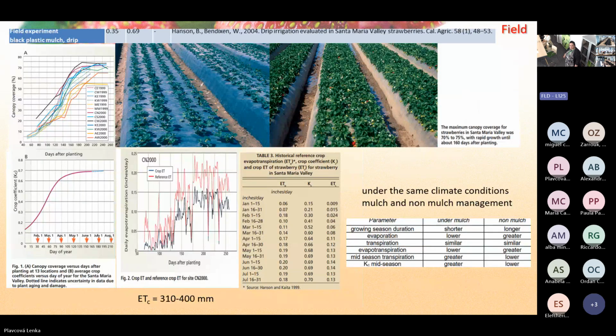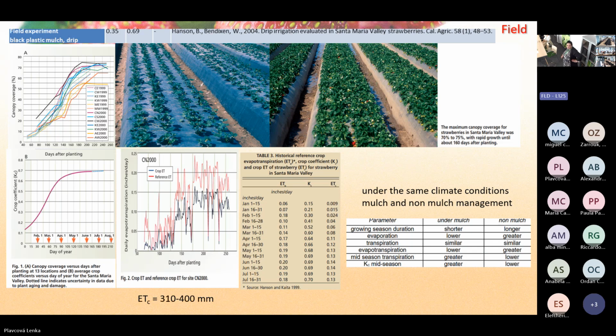Then the other work is with plastic mulch, and there is a difference in crop coefficient because you could see also that it used canopy coverage, the same way as the previous work. But the values of crop coefficient are different.